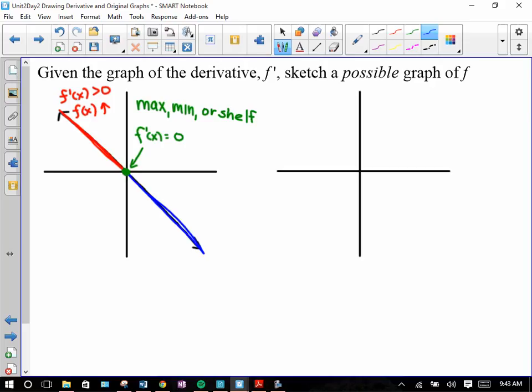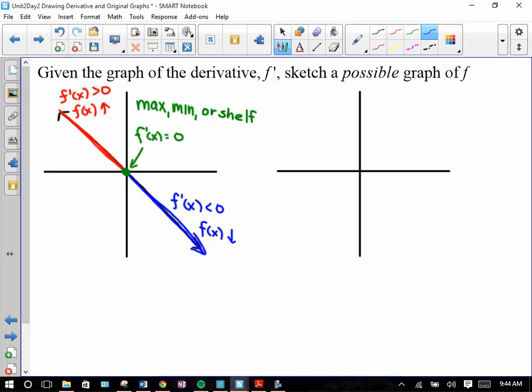From 0 to negative infinity, what types of values does the first derivative have? It's negative. So we know the first derivative is less than 0 here. That tells us f of x is doing what? Decreasing. So let's try to sketch it. First, you want to figure out whether this is going to be a maximum, minimum, or a shelf. So if f of x increases and then it starts decreasing, what type of value is that going to give us? A maximum, minimum, or shelf?